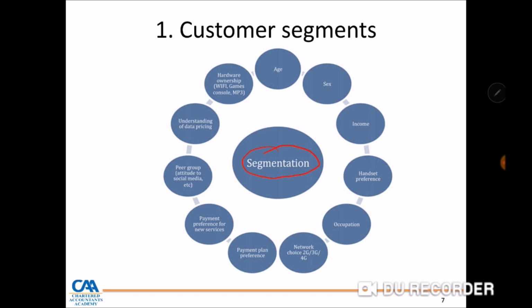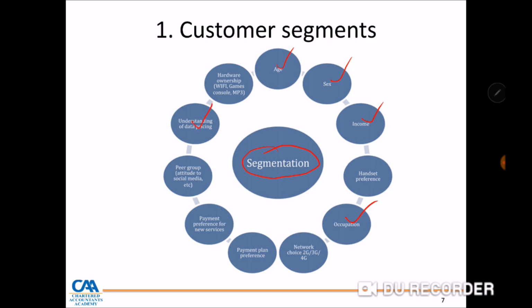So if I'm going to define my customers for the CTA program, I'm looking for those with an undergraduate degree. That's my customer segment. But it is not just any undergraduate degree, but an accounting degree. So within all graduates, my segment is specifically those with accounting degrees. Segmentation can be done using a number of parameters, which can include age, gender, income, occupation, or understanding of data pricing.